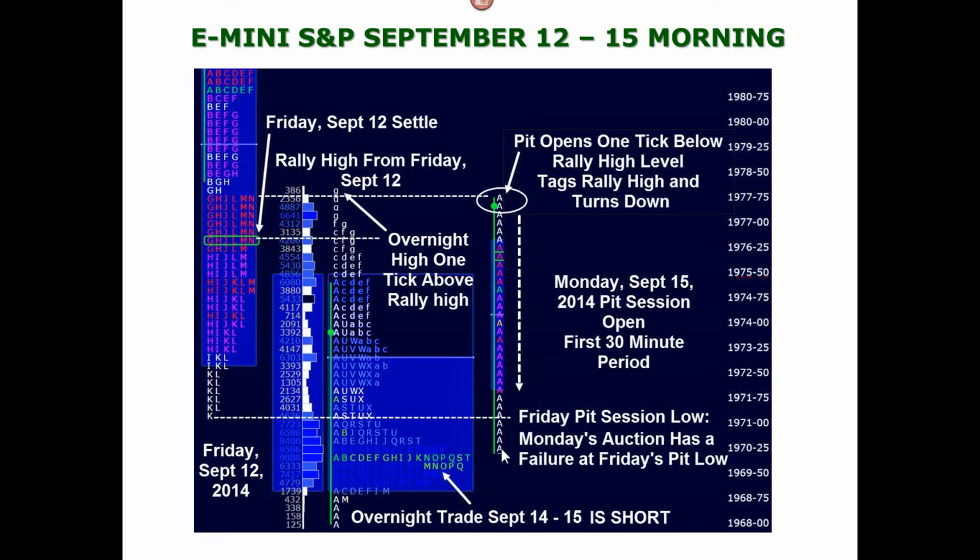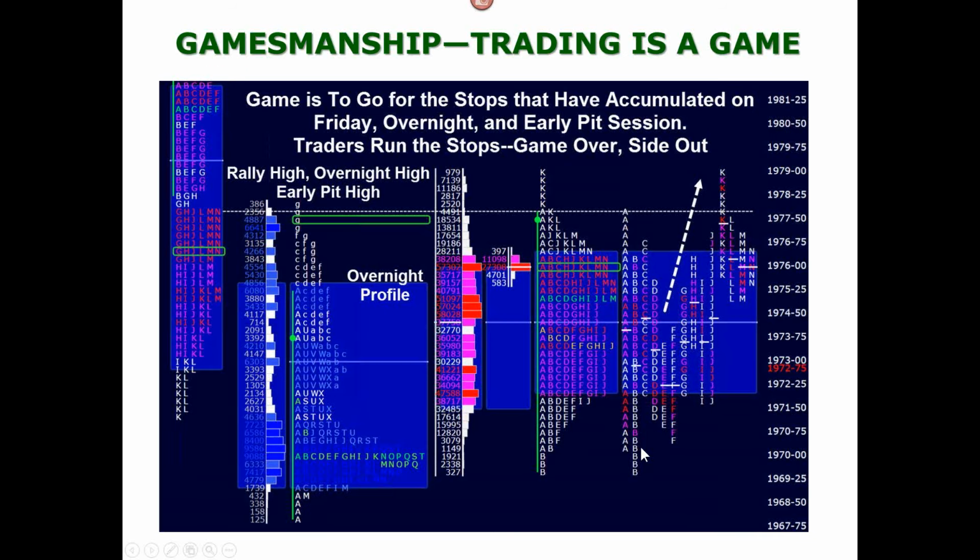Now, the market went down again in B period, and it took out the early period low, and it came back in to the Friday's range a second time.